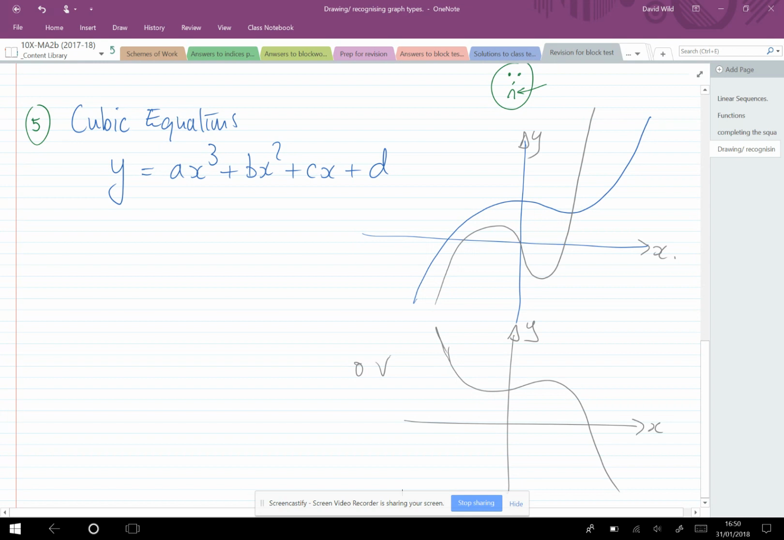Now, if a is negative, okay, then what we've got there, if x is negative, so in other words, let's choose a value of x over here, a negative cubed is negative. So if a is negative, we're multiplying a negative with a negative, which is a positive. Okay, so whether a is positive or negative will depict the shape of whether it goes bottom left to top right or top left to bottom right.